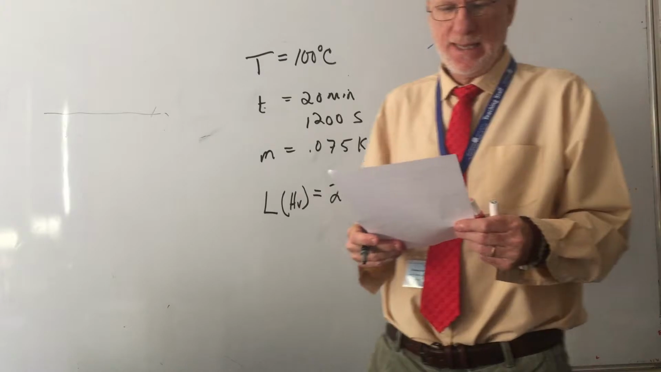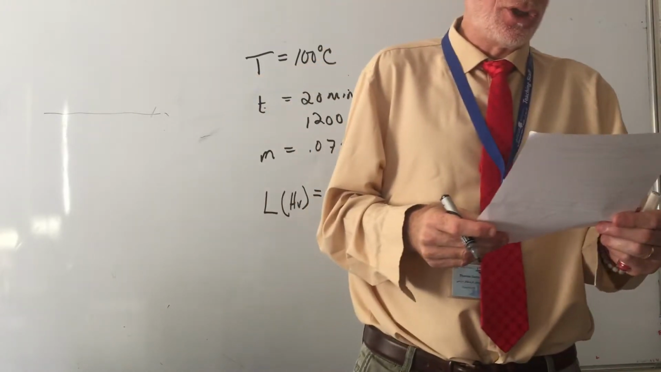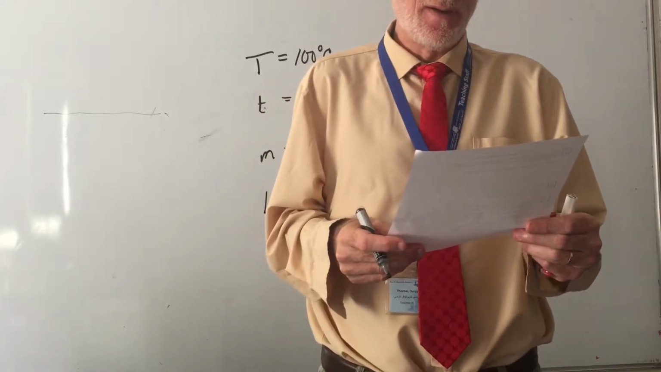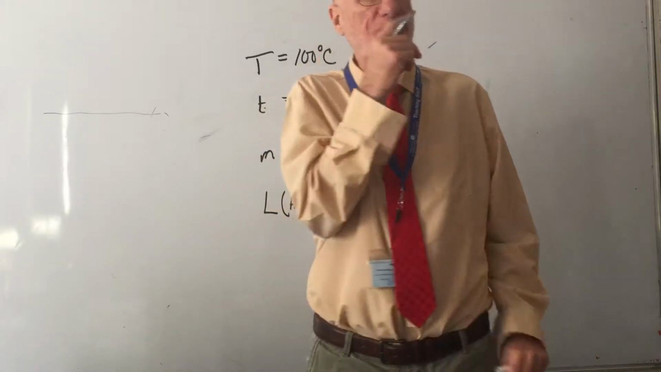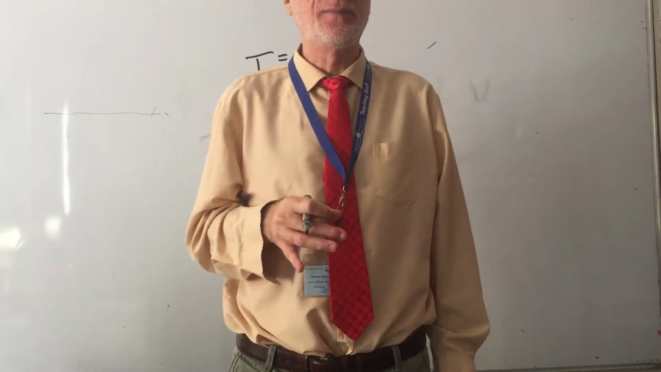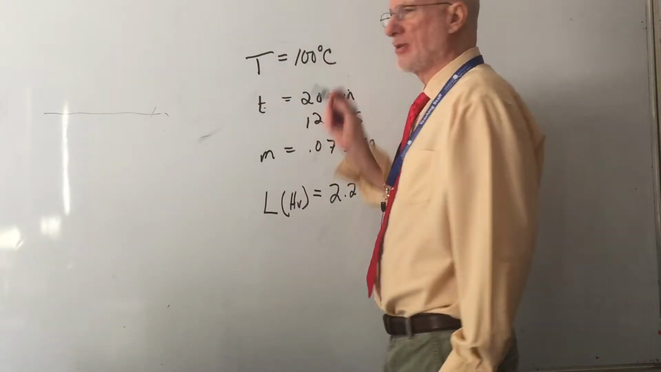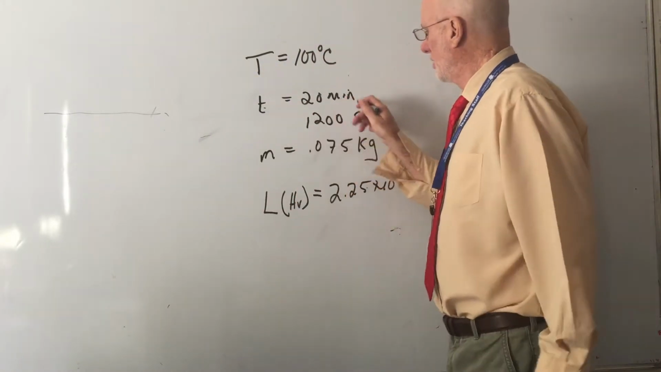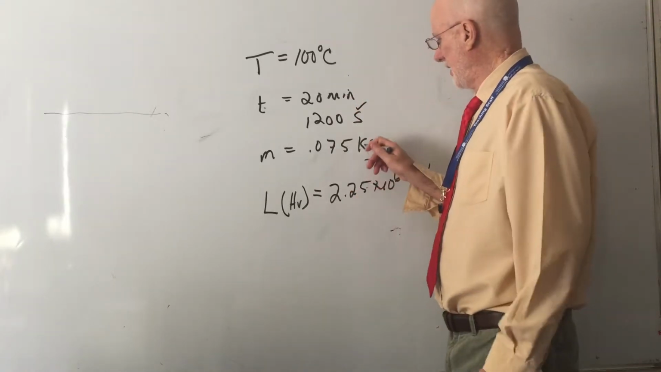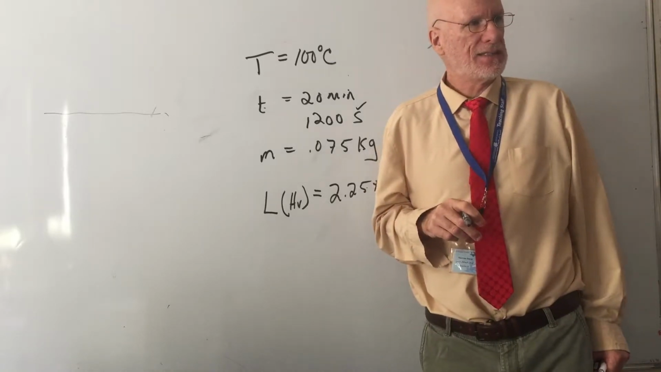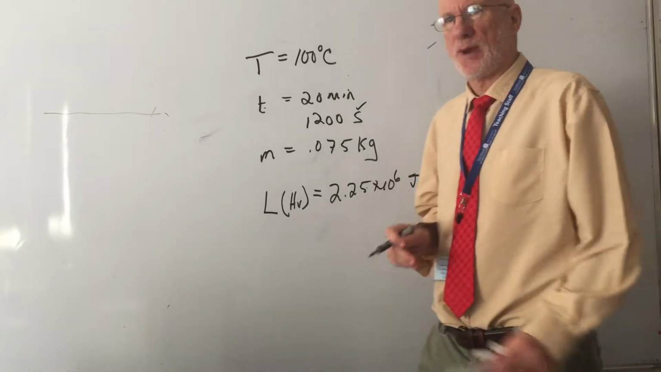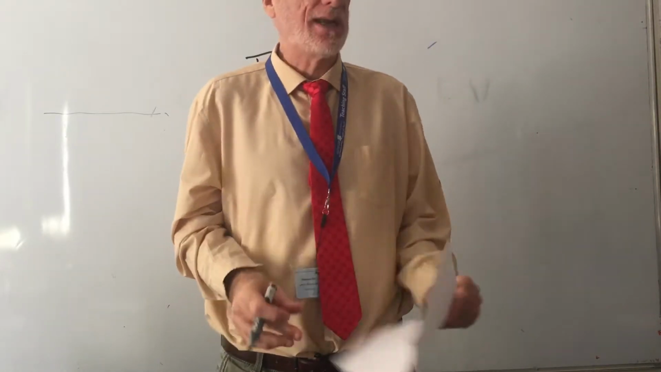All right. It says, calculate the energy used to convert 0.075 kilograms of boiling water to steam. Now, the first thing you want to do is check to make sure that everything is SI. So temperature is Celsius. That's good. Your minutes were changed to seconds. That's good. And then you have kilograms, which is correct. And you have joules per kilogram, which is correct. All right, now you want to calculate the energy.